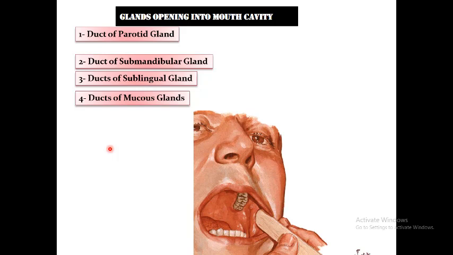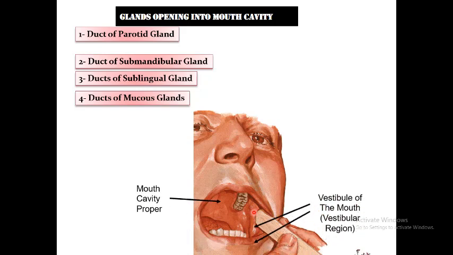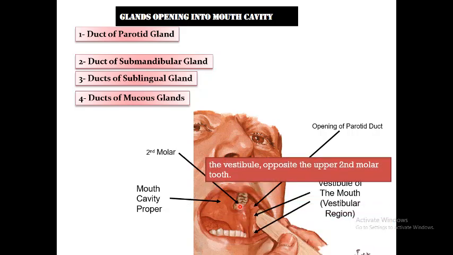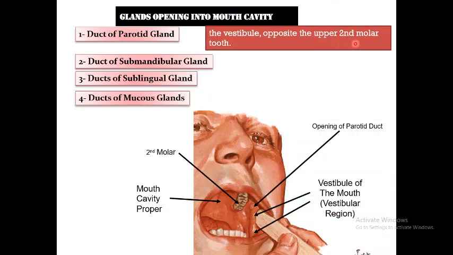Okay, the two large glands. The duct of the parotid gland is located here. In which area? Is this the vestibule or the mouth cavity proper? This is the vestibule of the mouth cavity. So the duct of the parotid gland lies in the vestibule of the mouth cavity. Opposite which tooth? Opposite this tooth, which is the upper second molar. So the vestibule, opposite the upper second molar.